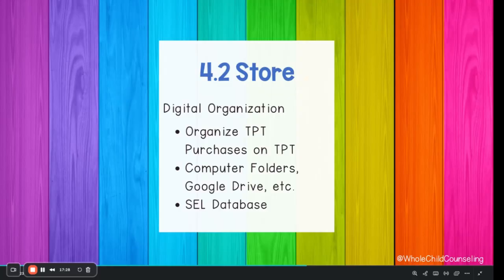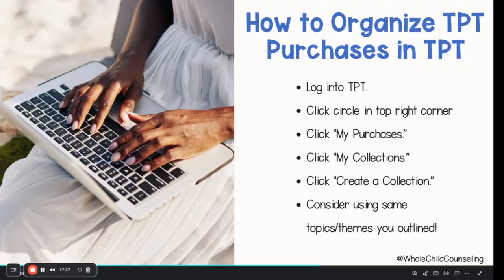All right, let's talk about digital organization. How you store and organize your digital files. You can organize your purchases on TPT. So the first thing you have to do is log into TPT, and then in the top right corner, you click the circle and you click My Purchases and then My Collections, and then you'll click Create a Collection. Use the same topics and themes that you already outlined and decided on.